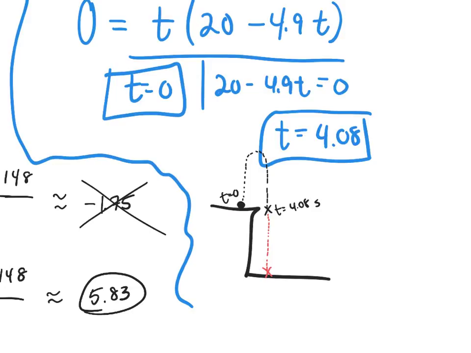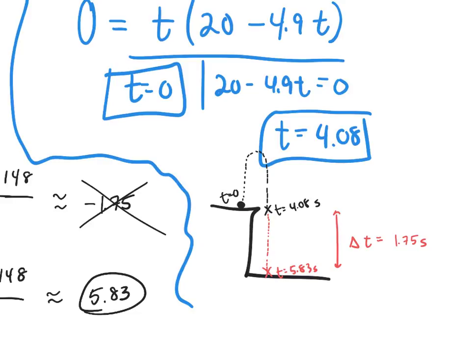5.83. So that means that this is time equals 5.83 right here. So if we wanted to, we could find out the time that elapsed here if we subtract the two. That would be 1.75 seconds.